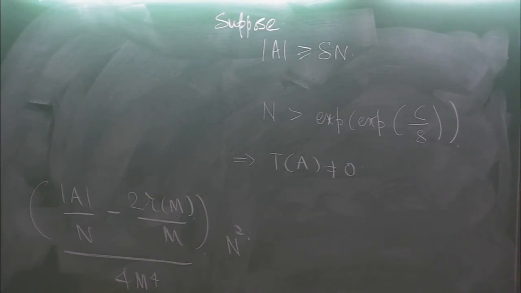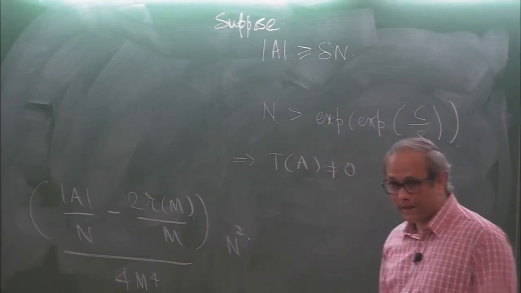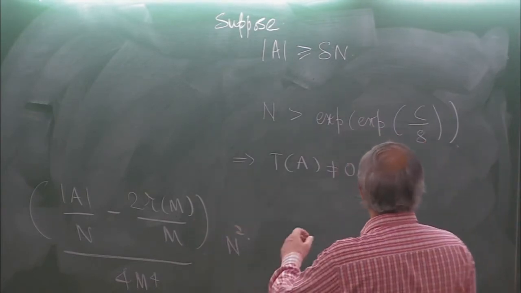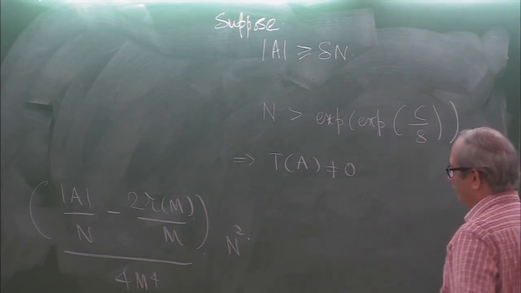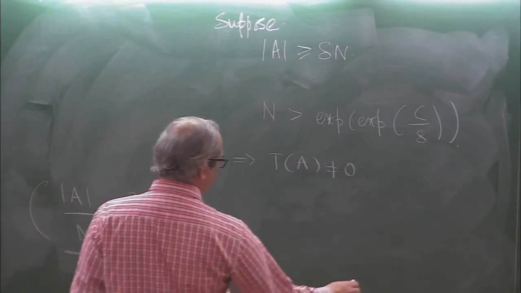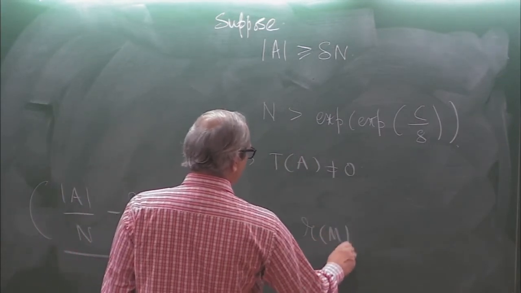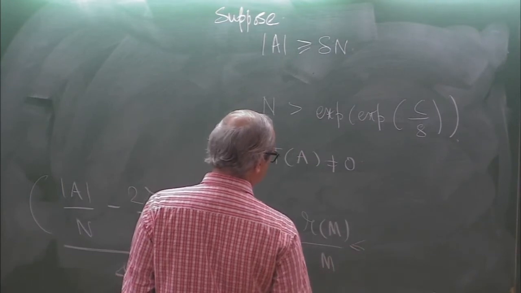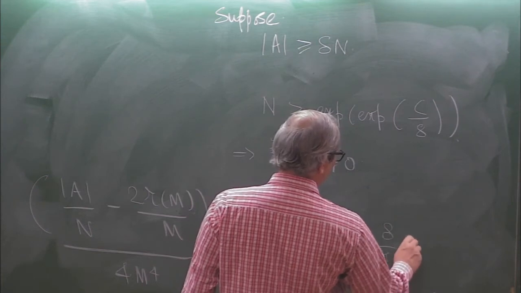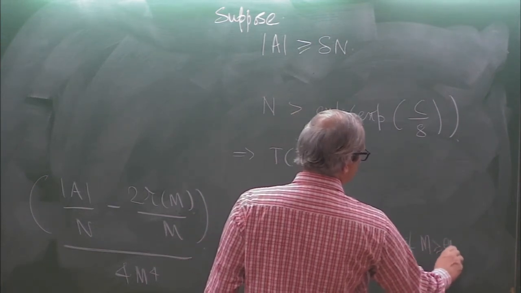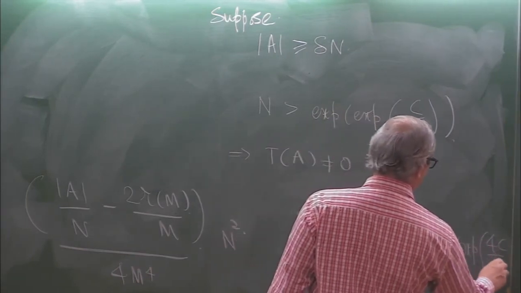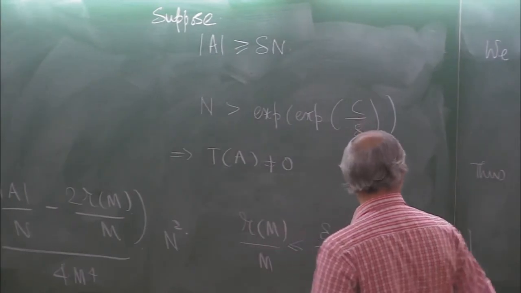Now to get Rm by m, I have to choose m appropriately. So I'll choose m for the same thing with delta by 4. For delta by 4, it tells you that Rm by m is less than or equal to delta by 4 if m is larger than exponential 4 constant by delta.